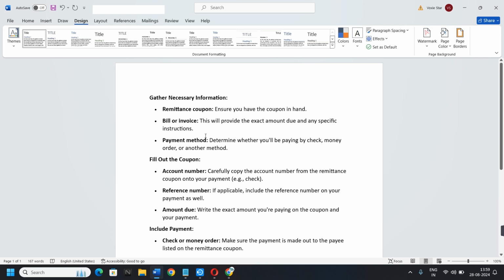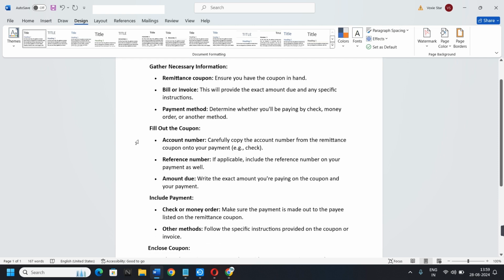Number 1. Gather necessary information. Remittance coupon: ensure you have the coupon in hand. Bill or invoice: this will provide the exact amount due and any specific instructions. Payment method: determine whether you will be paying by check, money order, or another method.